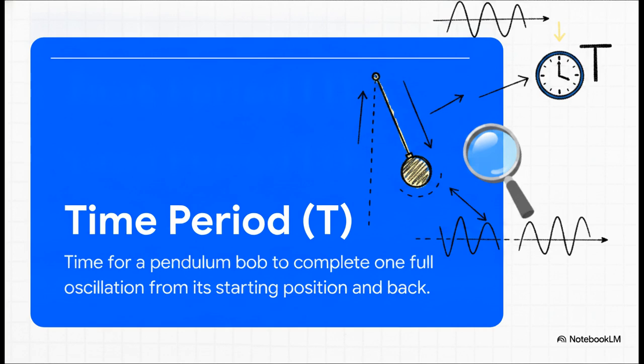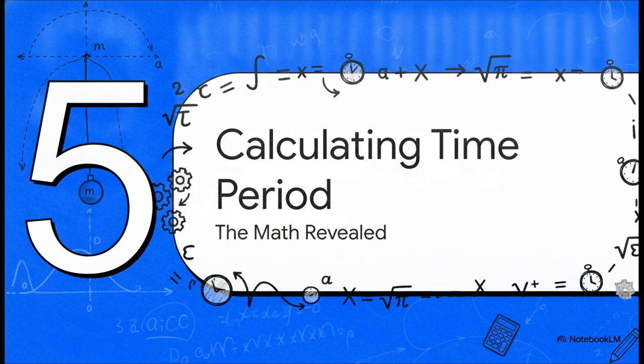The time period is simply the total time it takes for the pendulum bob to complete one full oscillation. That means it swings out from its resting starting position all the way to one side, crosses back over to the other extreme, and returns exactly back to where it started. That whole round trip is one oscillation. So how do we actually predict exactly how long that back and forth swing is going to take?